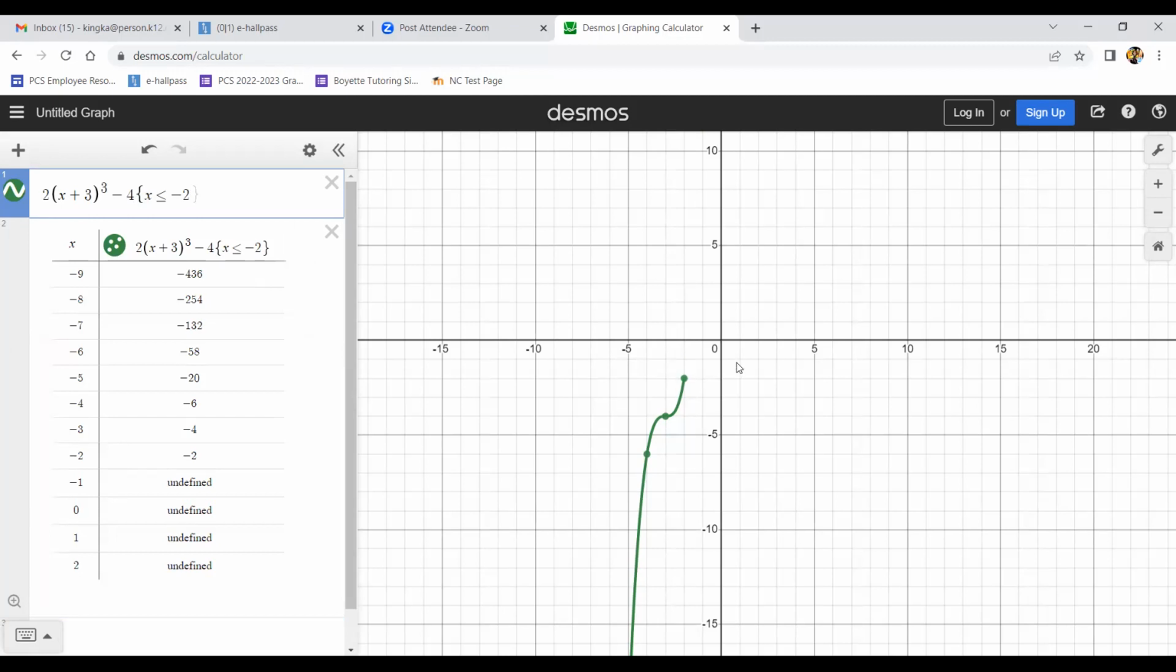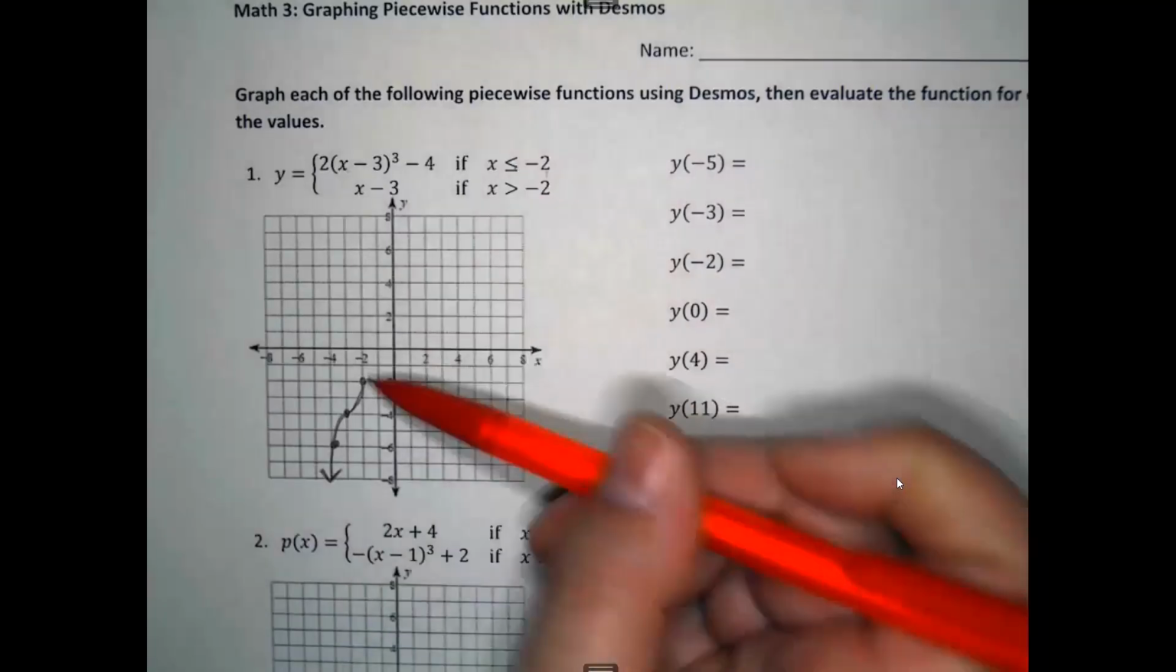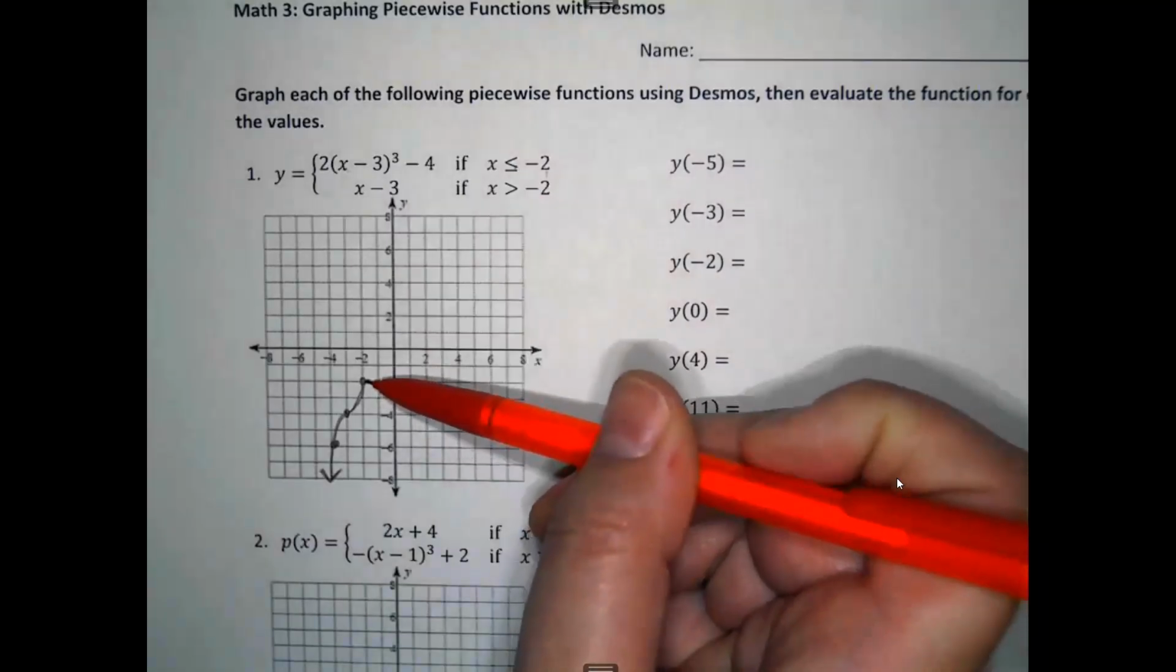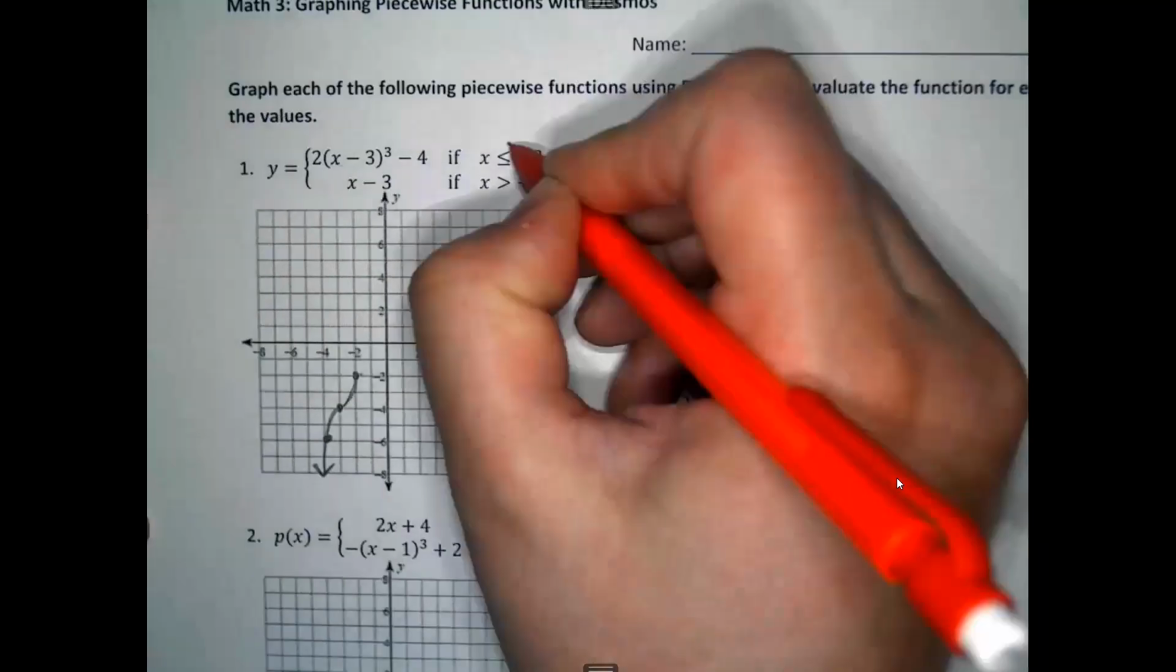So if I look at my paper, it says less than or equal to. And so that means that this point right here, should it be filled in or not filled in? Filled in. Okay, so I'm making sure that this right here is filled in.